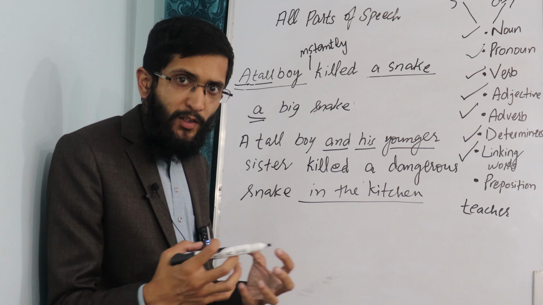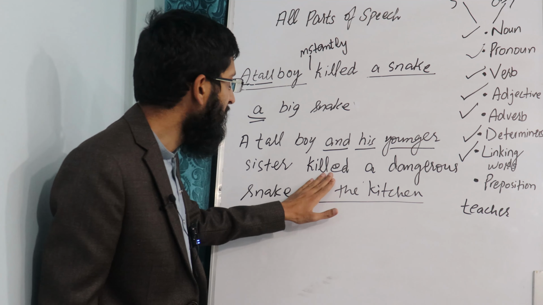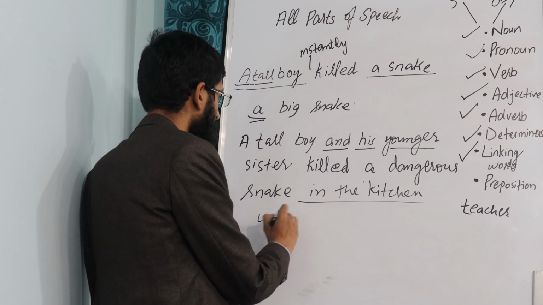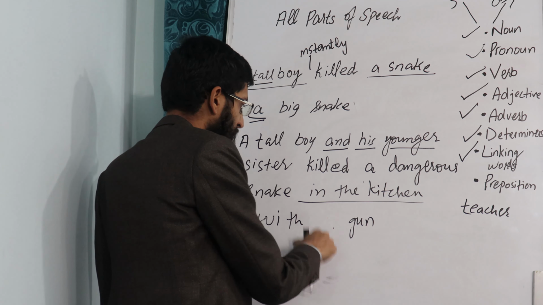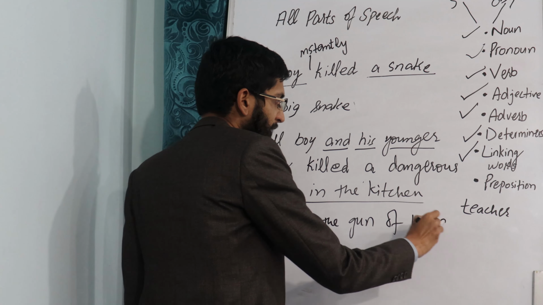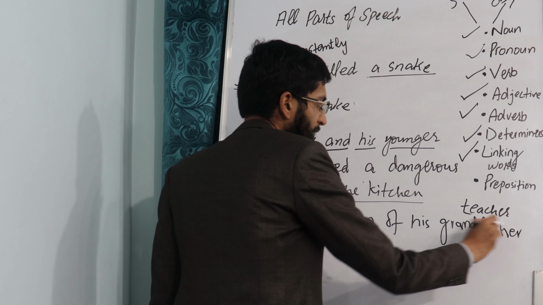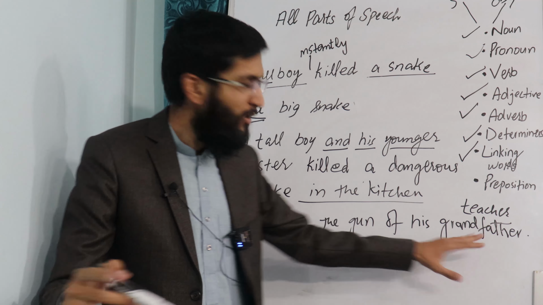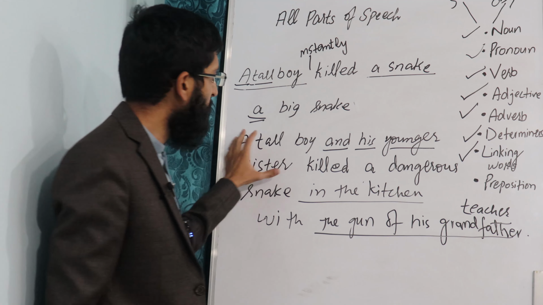What equipment, what weapon did he use? He used a gun. So we can say he killed with a gun. He killed a dangerous snake in the kitchen with a gun. With the gun of his grandfather. Like he did not have his own gun, but he used his grandfather's gun. The gun of his grandfather, the grandfather's gun. So I'm just giving you an idea how you can use different phrase structures to make a bigger sentence.